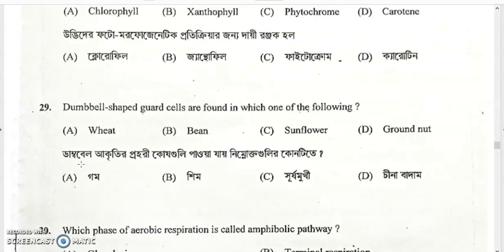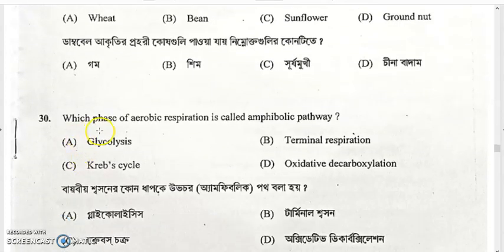Question 30: Which phase of aerobic respiration is called amphibolic pathway? Glycolysis, terminal respiration, Krebs cycle, and oxidative decarboxylation. In aerobic respiration, there is an amphibolic pathway. Amphi means both. There are catabolic and anabolic reactions both. When both reactions take place in a pathway, we call it an amphibolic pathway.